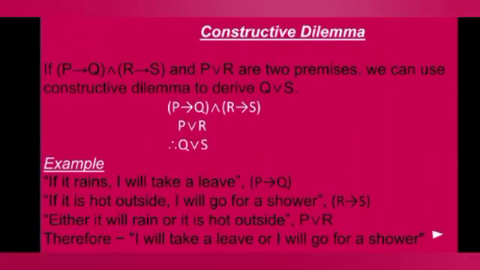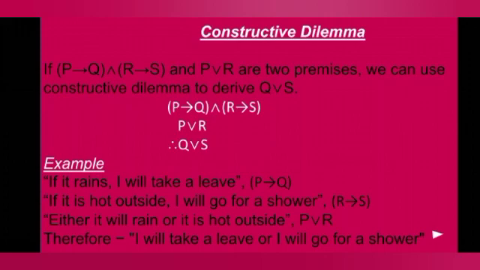Next one is constructive dilemma. If P implies Q and R implies S and P or R are two premises, we can use constructive dilemma to derive Q or S. P implies Q and R implies S, P or R, therefore Q or S.